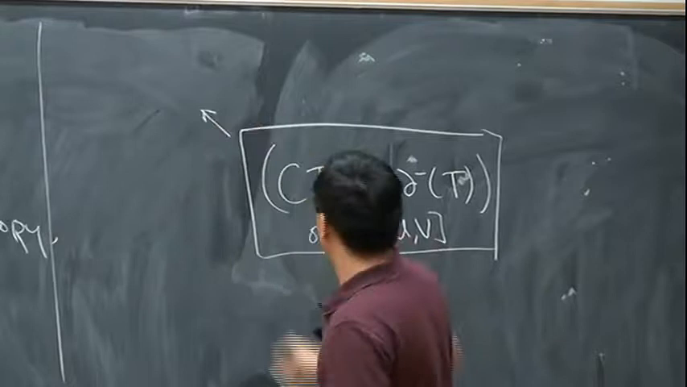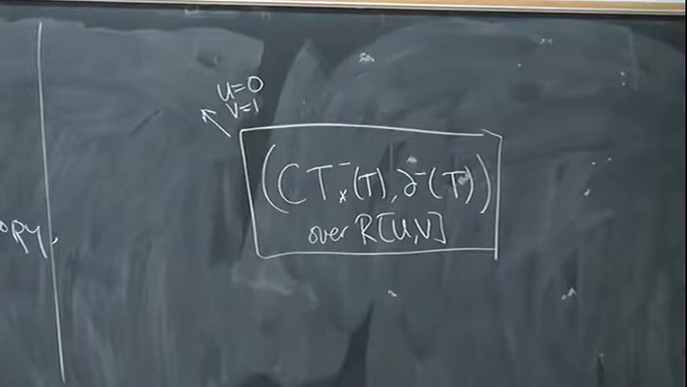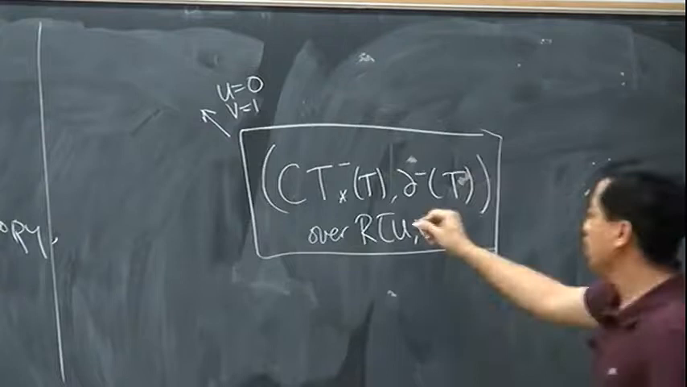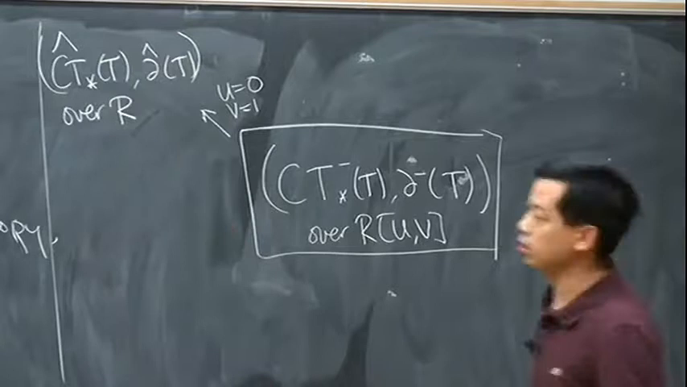So one thing you can do is specialize this to knock the base ring down to something smaller. It's probably not going to be clear why this is useful, and in fact, it's not completely clear to me why this is useful. But you can specialize by setting U as 0 and V as 1. And then you get what I'll write as the hat complex. And this is now a complex over R. We've gotten rid of the U and the V.